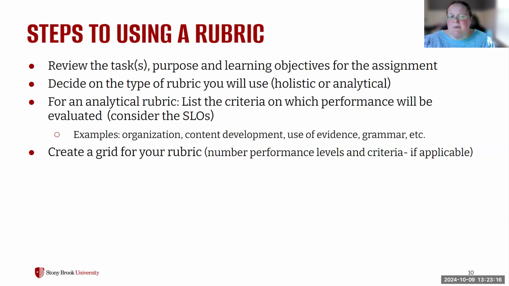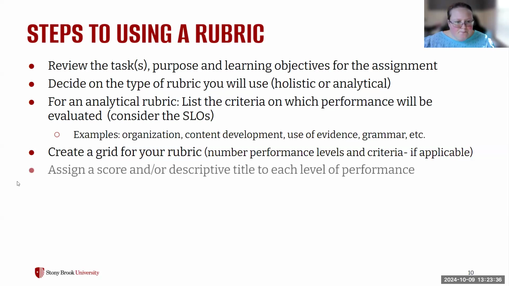If you go beyond that, it becomes really hard to differentiate between level 1 versus level 2 versus level 3 compared to 4 and 5. It can be hard to differentiate beyond a 4-point scale. So I think a 3 or 4-point scale tends to be a good guideline. And then you would assign a score or a title to each level of performance.